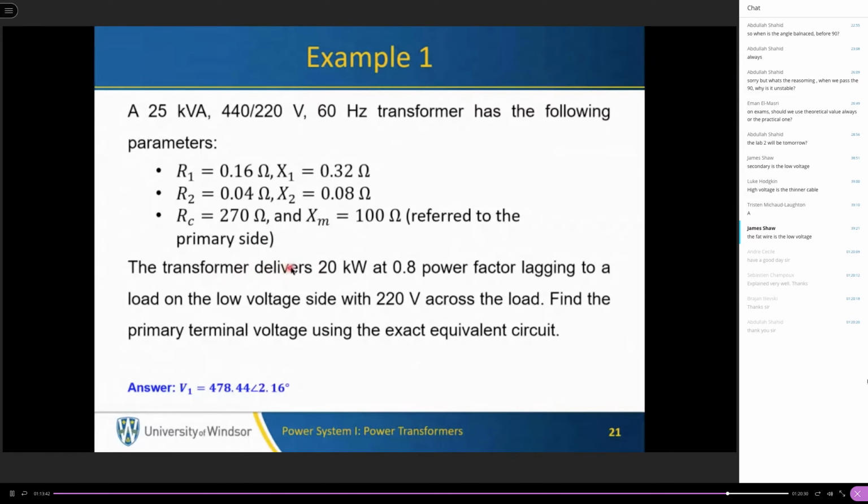The transformer delivers 20 kilowatt at 0.8 power factor lagging on the low voltage side. So we have the voltage across the load. It is given. Find the primary terminal voltage using the exact circuit model. I'm going to discuss with you the steps, and this is the final answer. I encourage you to follow the steps and try to reach this final answer.